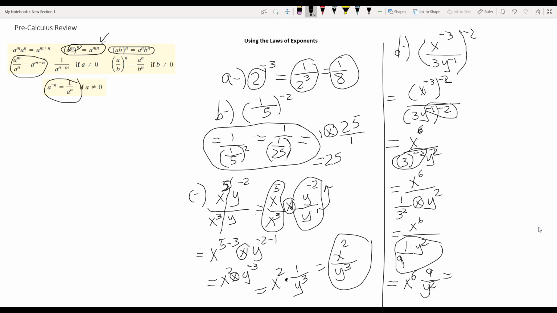Okay, so what will be the answer? Well, it is simply 9x to the 6 over y squared, right? There you go. So this is the final solution.